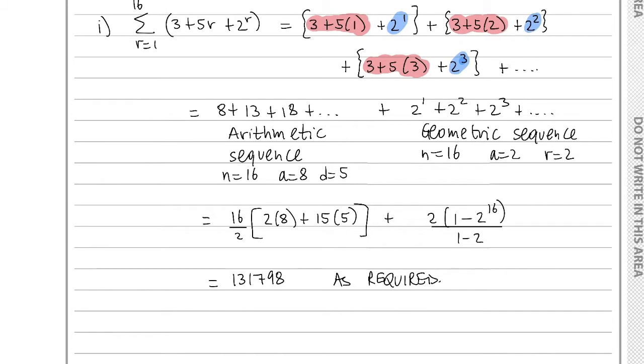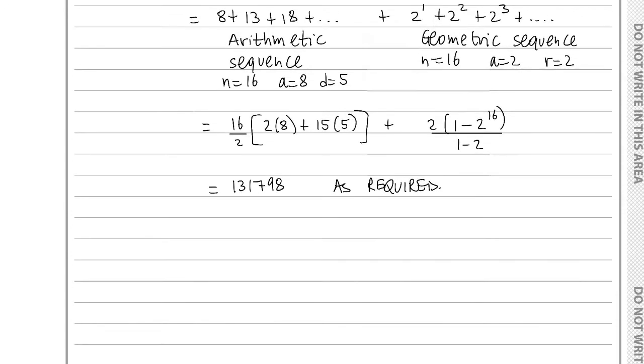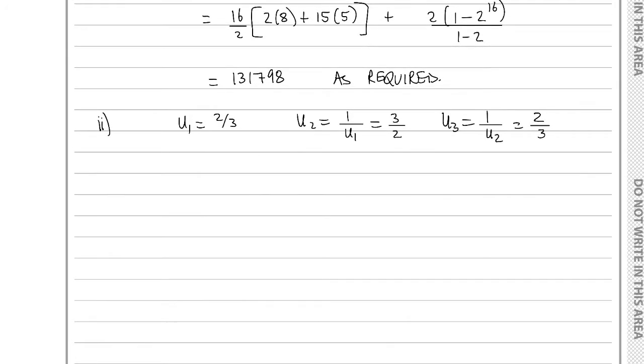The second part now refers to a recurrence relationship. Un plus 1 is 1 over un. U1 is 2/3. So U2 is going to be 1 over U1, which turns out to be 3 over 2. U3 will be 1 over U2, which is 2 over 3. So we see that every two terms we've got the sequence repeating. So it's a periodic sequence of order 2.